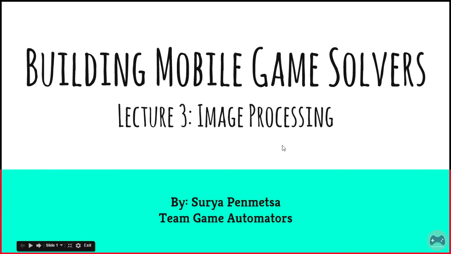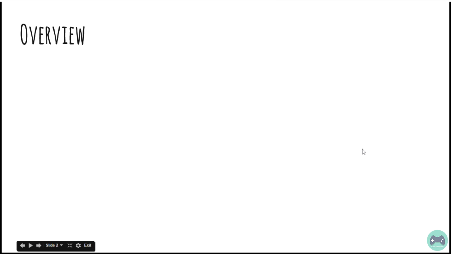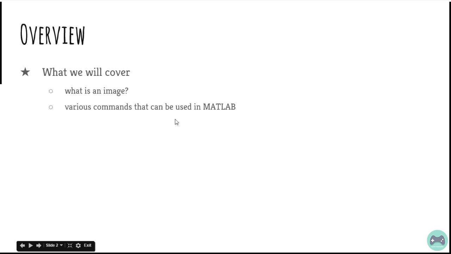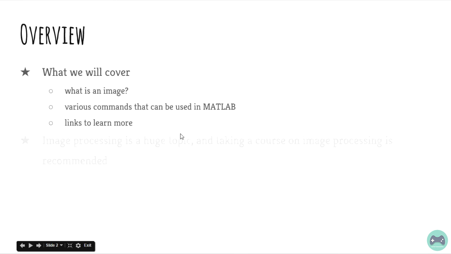Welcome back. This is the third video on building mobile game solvers, and in this video we are going to learn about image processing. So, overview. This is what we will cover. What is an image? What is it made up of? And various commands that can be used in MATLAB and links to learn more.